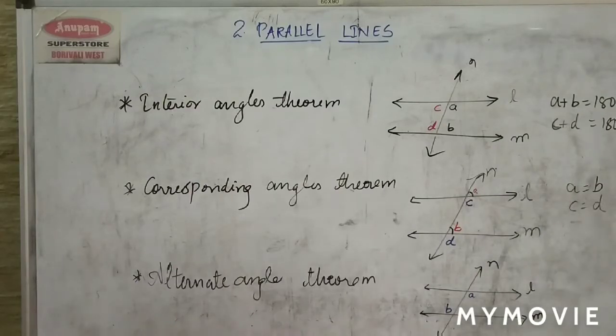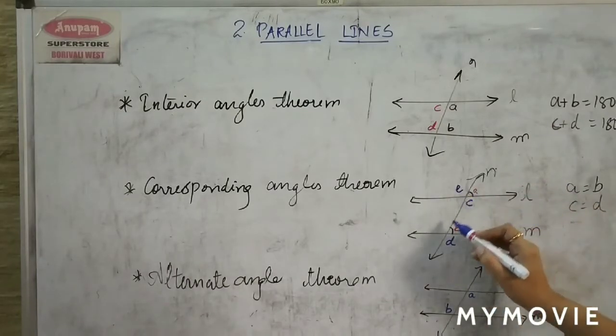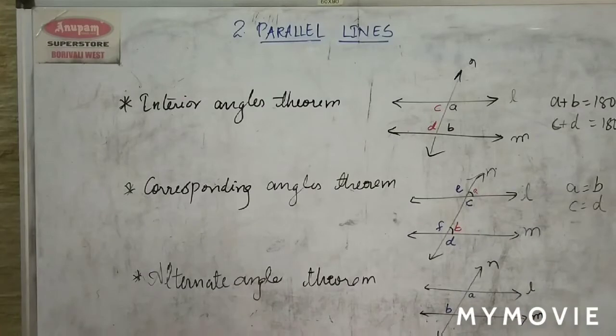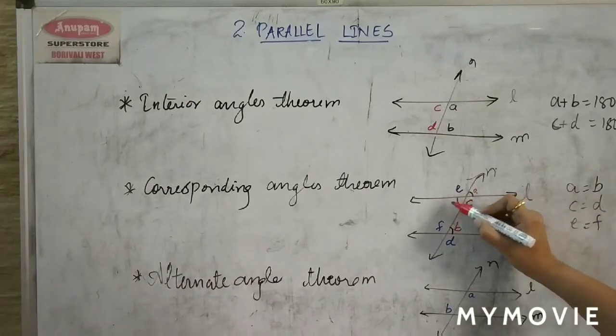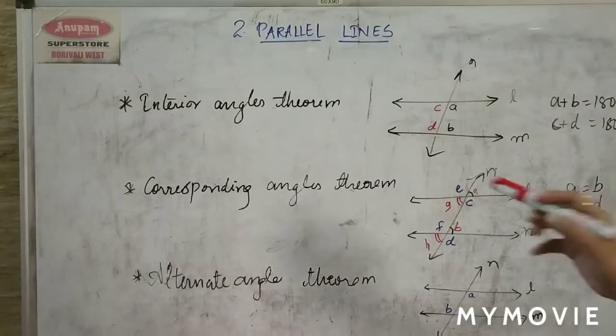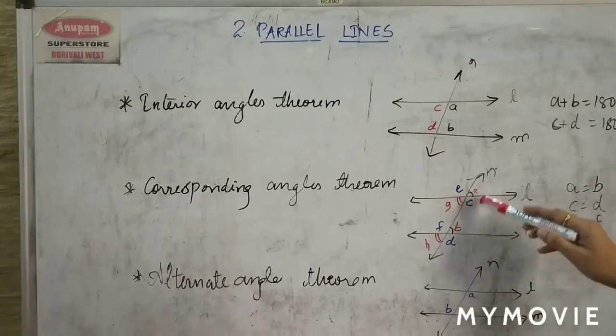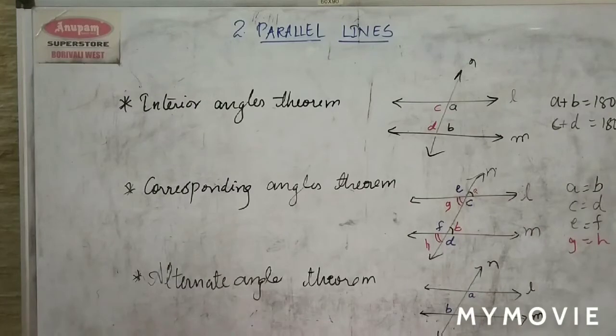If I name the other angles also, for example, I have this as E, then E is going to be equal to F. And the last pair, suppose this G is going to be equal to H. So these are the various pairs which are going to be congruent to each other. So in interior angles, they are supplementary, the addition of two angles is 180 degrees, whereas in corresponding angles, the corresponding angles are equal. Then the last property that we studied was the alternate angle theorem.